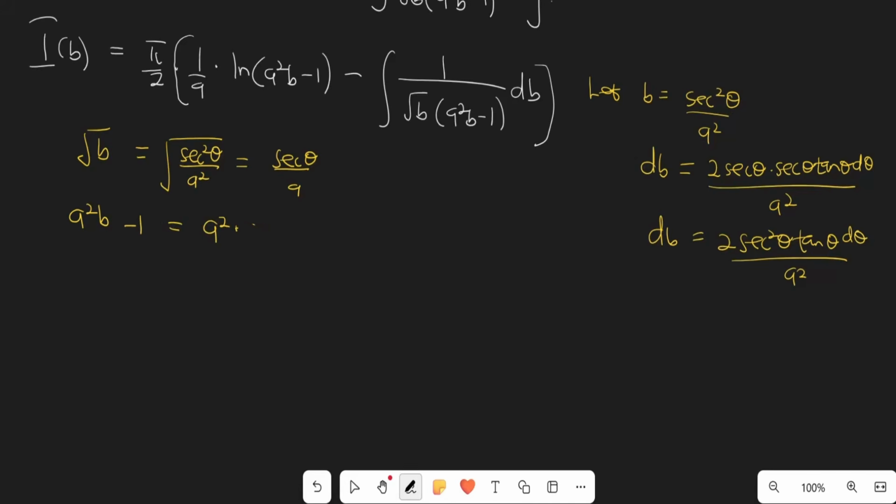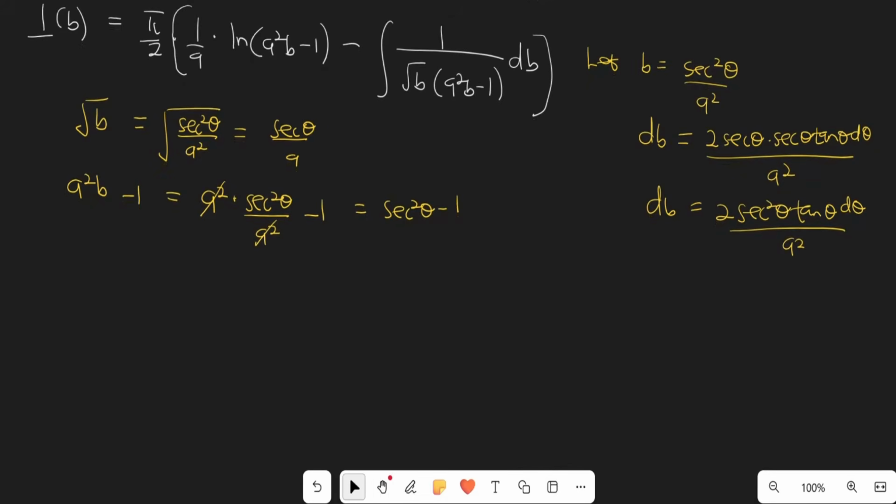So that is a squared multiplied by the secant square of theta over a squared minus 1. And this is the same as the secant square of theta minus 1, because this and this will cancel pretty nicely. And now from the Pythagorean identities, we know that the secant square of theta minus 1 is the same as the tangent square of theta. So a squared b minus 1 is the tangent square of theta.